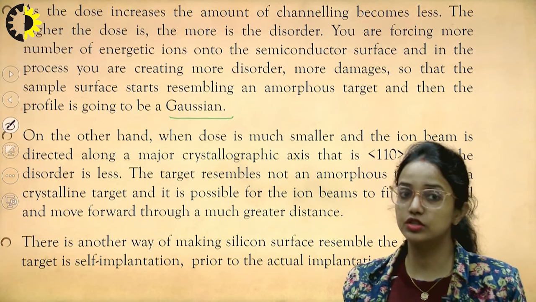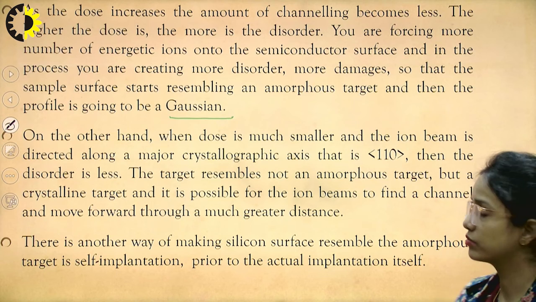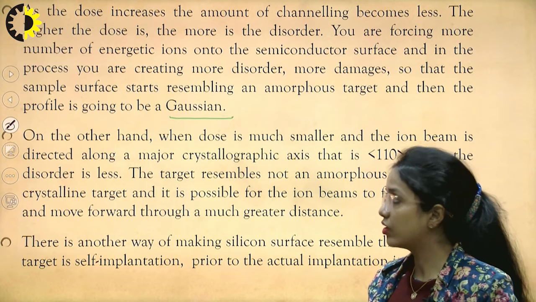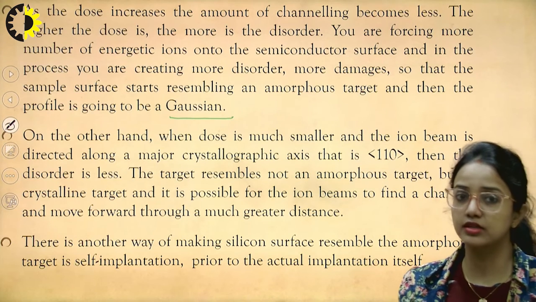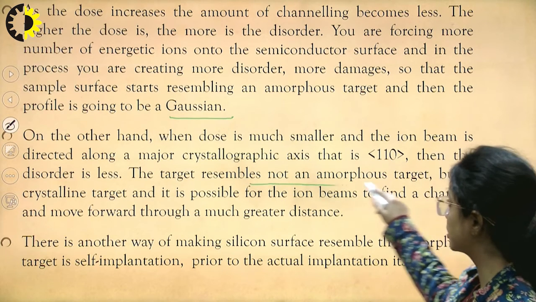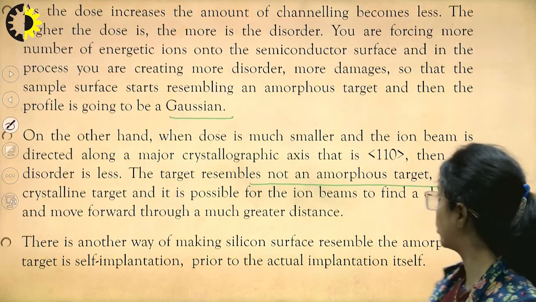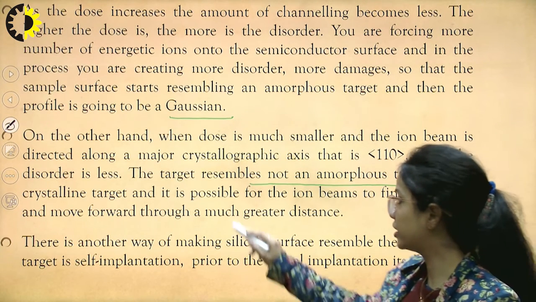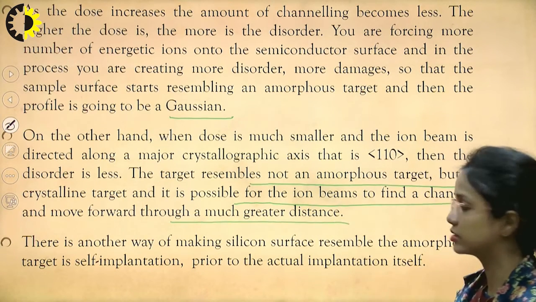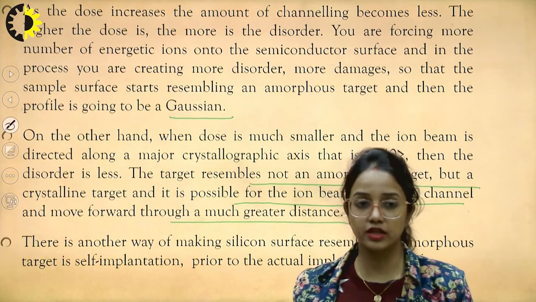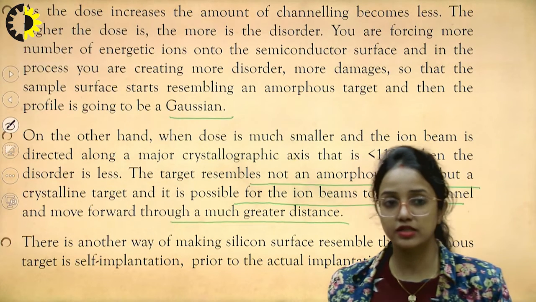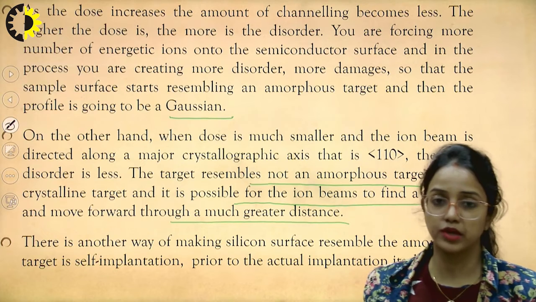On the other hand, let's talk about reducing the dose. When the dose is much smaller and the ion beam is directed along a major crystallographic axis, the disorder is less. The target resembles not an amorphous target, but a crystalline target, and it is possible for the ion beams to find a channel and move forward through a much greater distance. There is another way of making the silicon surface resemble an amorphous target: self-implantation prior to the actual implantation itself.